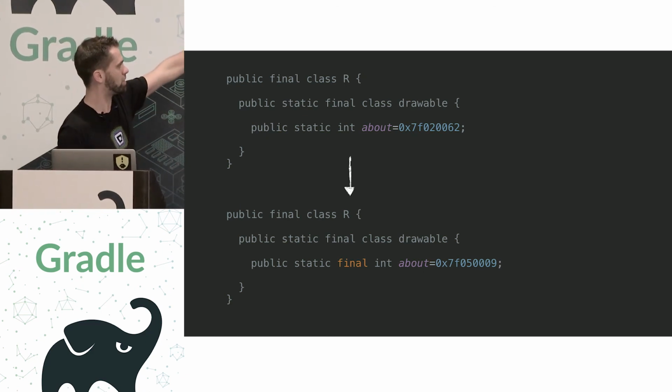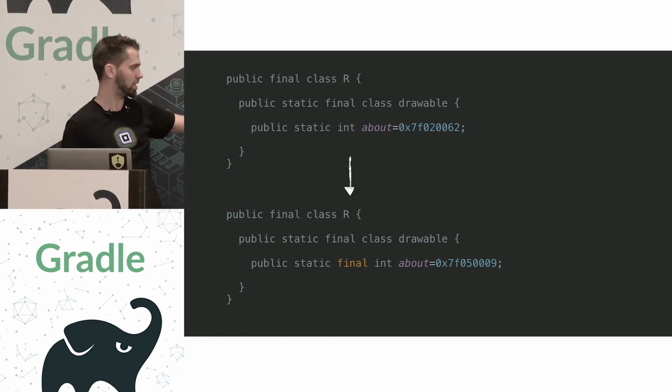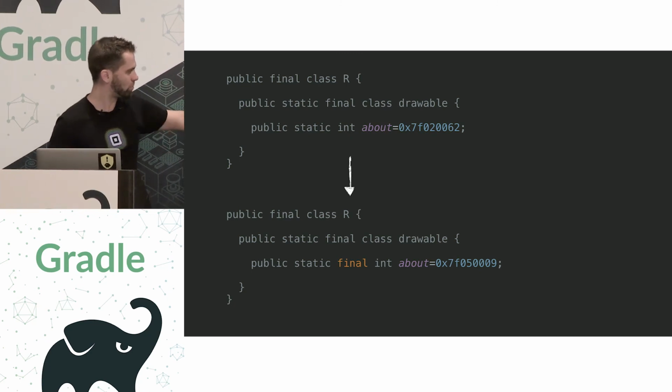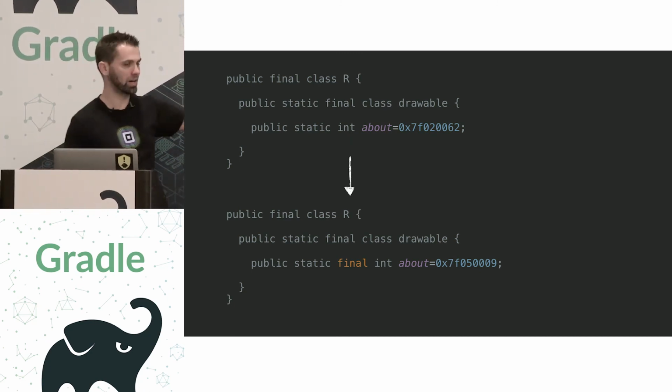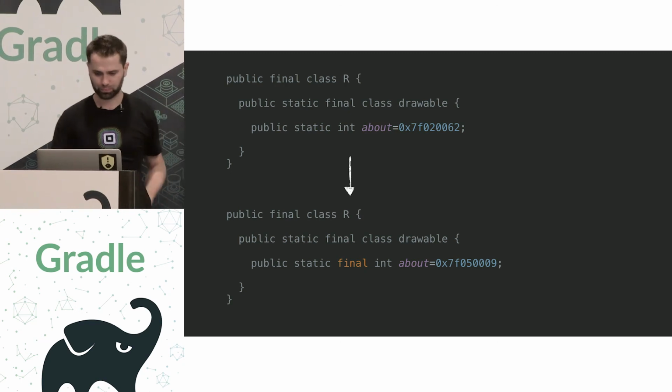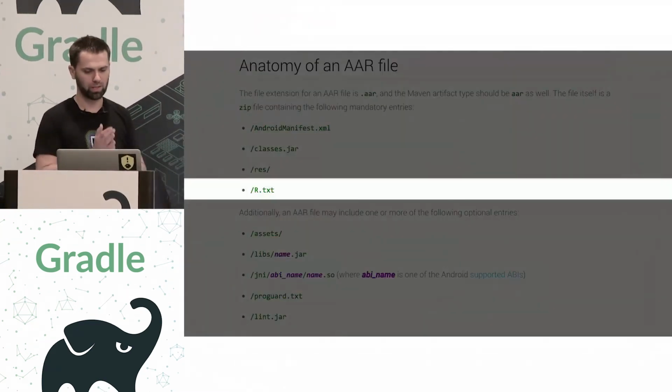So you can see that this is what was in the library, and this is what ends up in the application, which is the exact same class, but with a different value. And the field is final again, which means it gets inlined. Cool. So that's interesting.